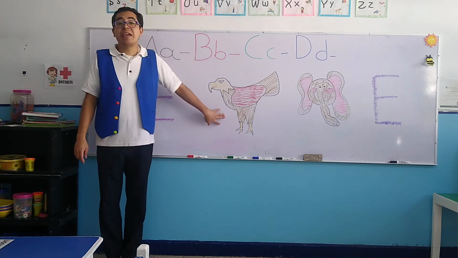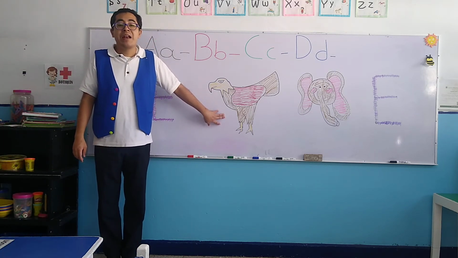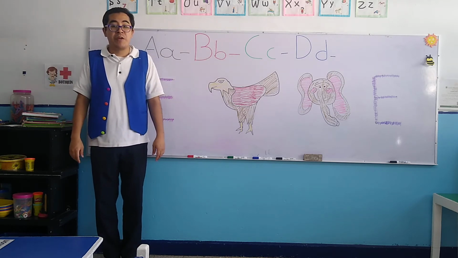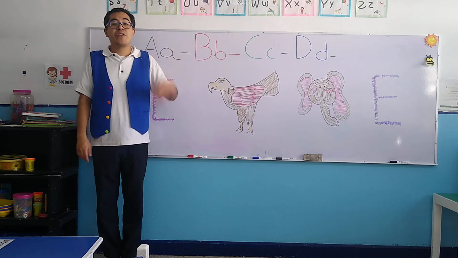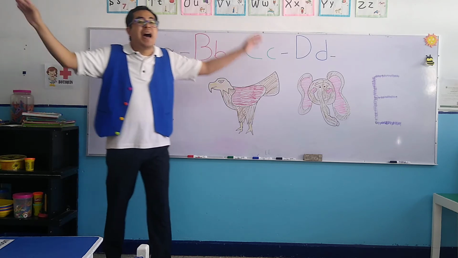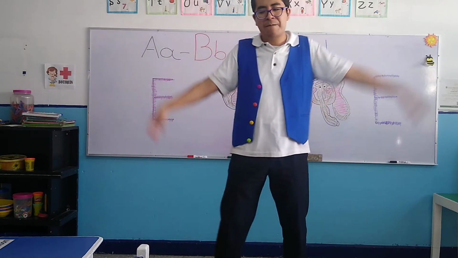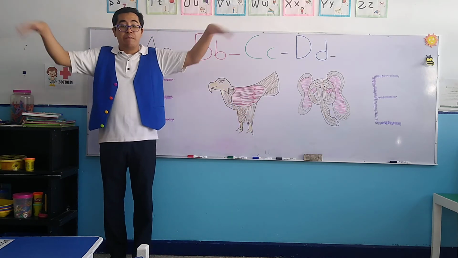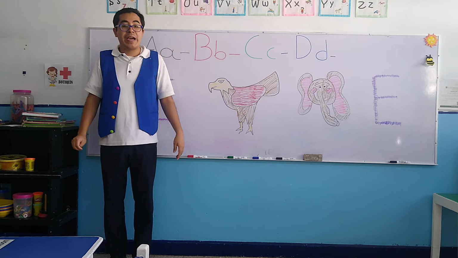We have the eagle, okay? Now, eagle is a big bird. Remember, birds are animals that appear in the sky. They fly, the birds fly, okay? And the eagle is a big bird that flies in the sky.